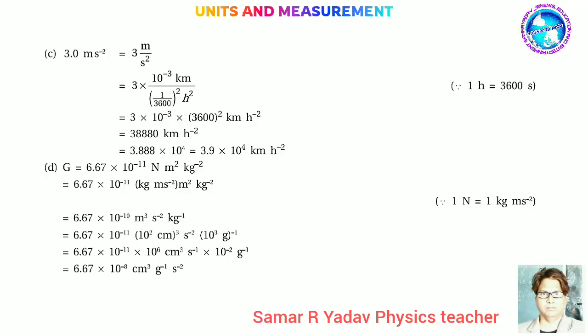D: Capital G is equal to 6.67 times 10 power minus 11 Newton meter square per kg square, which is equal to 6.67 times 10 power minus 11 kg meter per second square into meter square into kg raised to minus 2, which is equal to 6.67 times 10 power minus 11 meter cube second raised to minus 2 kg raised to minus 1, which is equal to 6.67 times 10 power minus 11 into [10 square centimeter] cube second raised to minus 2 into [10 power 3 gram] raised to minus 1, which is equal to 6.67 times 10 power minus 11 into 10 power 6 centimeter cube second raised to minus 2 into 10 power minus 3 gram inverse, which is equal to 6.67 times 10 power minus 8 centimeter cube gram inverse second raised to minus 2.